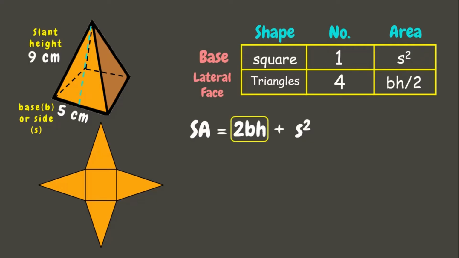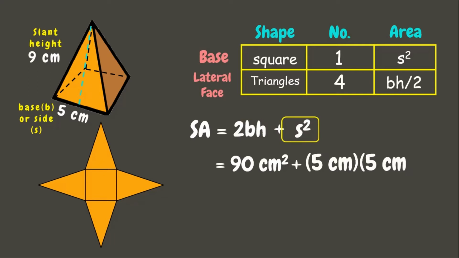First, we have 2 times the base of the triangle, which is 5 centimeters, times the slant height of the triangle, which is 9 centimeters. So that will be 90 square centimeters. Next, for the area of our base, we have s squared, which is the side of our base, 5 centimeters, times 5 centimeters. If we solve this, we'll get 25 square centimeters.